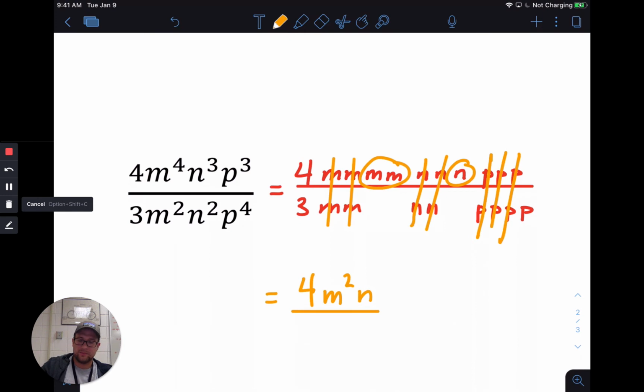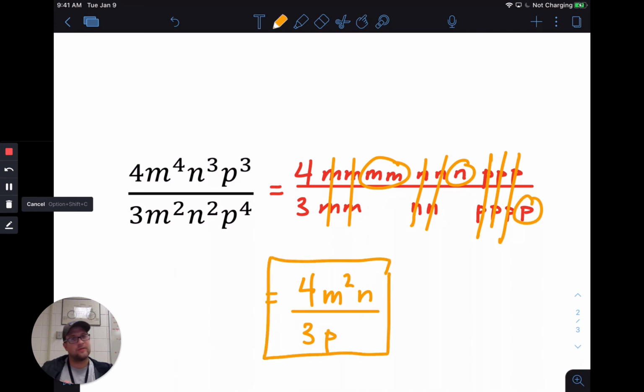Now on the bottom, we had the 3 that came from the very front there. And we also had this 1 p over here that didn't get canceled. And we're done. That's all the farther we can go with this, ladies and gentlemen.